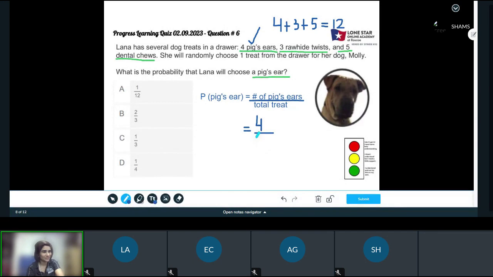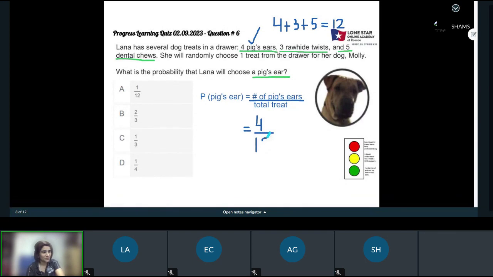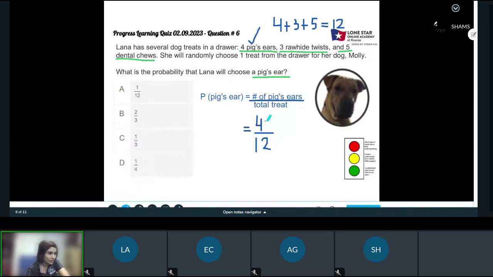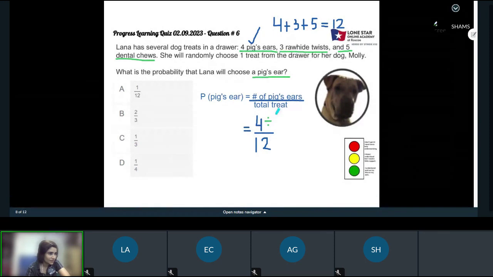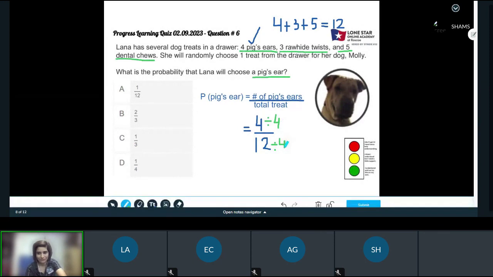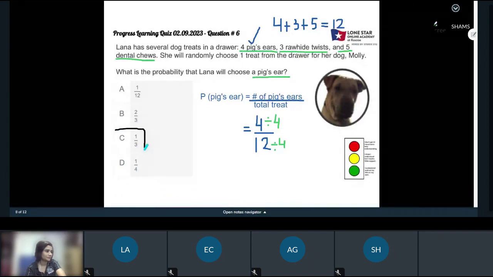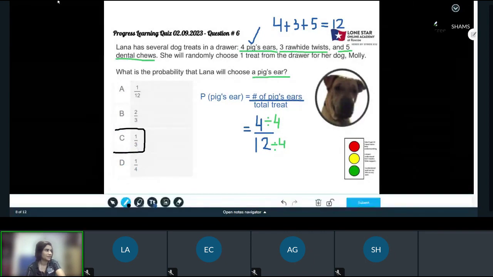Let's see, Sheldon. 4 twelfths. Is 4 twelfths in the answer? No. I gotta simplify then. I will simplify by 4. Okay. Let's simplify this number by 4. And we will end up getting how much? There you go. We end up getting 1/3. Right? 1/3 is what we end up getting.